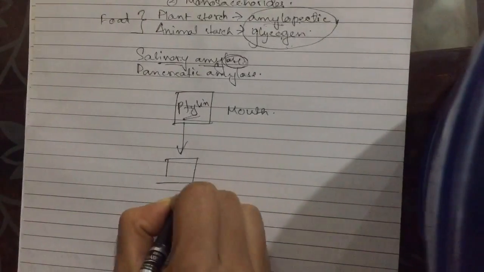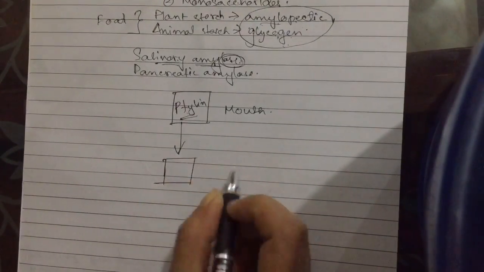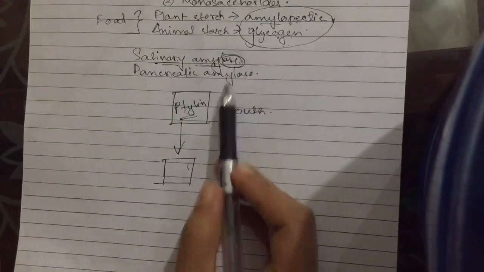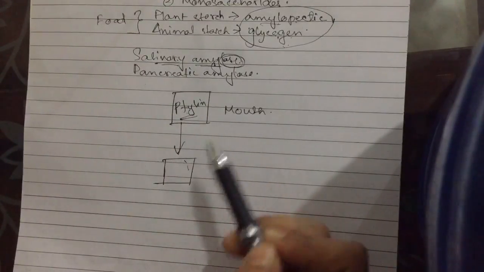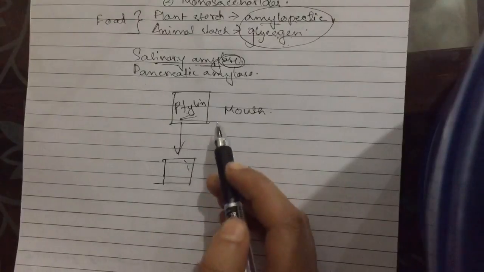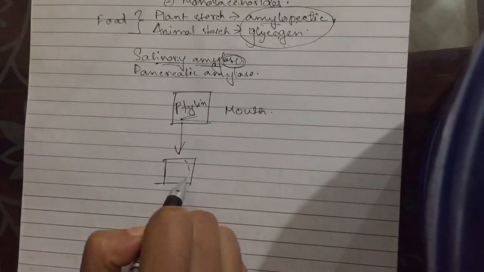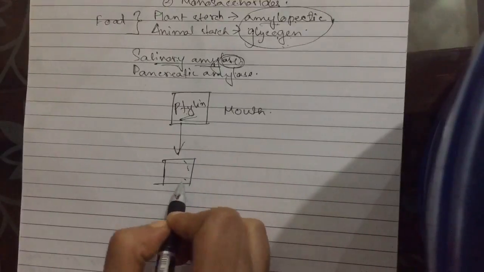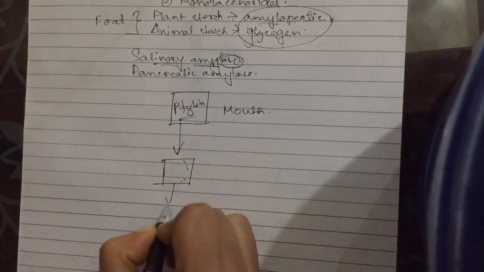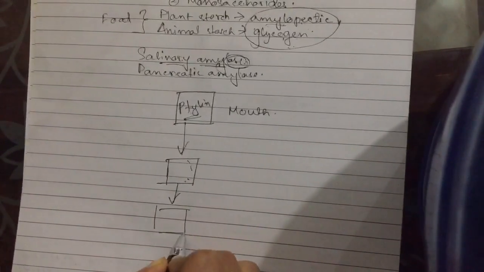This is then carried to the stomach. In the stomach, salivary amylase doesn't work due to the pH, because it works only at pH above 7, and in the stomach the pH is around 3, so it doesn't work in the stomach. So now it is carried to the intestine.